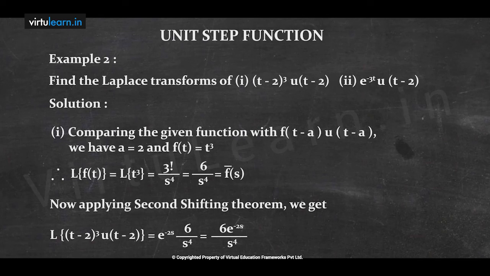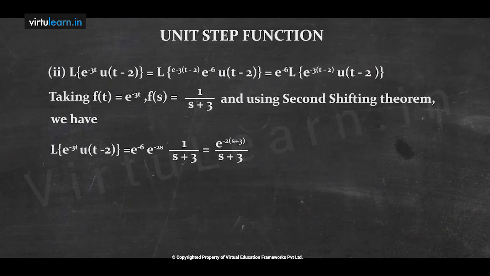Now applying the second shifting theorem, Laplace transform of t minus 2 whole cube into u of t minus 2 equal to e power minus 2s into f bar of s, which is 6 by s power 4. That is 6 into e power minus 2s by s power 4. This is the answer. Now second bit, Laplace transform of e power minus 3t into u of t minus 2.